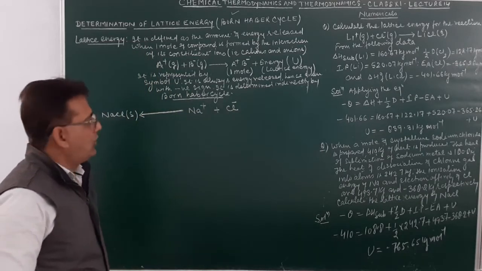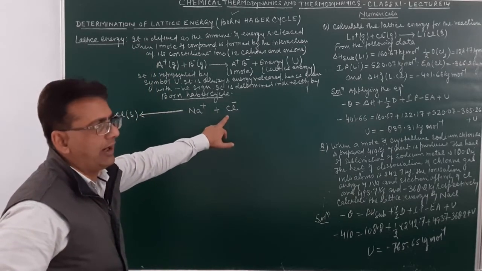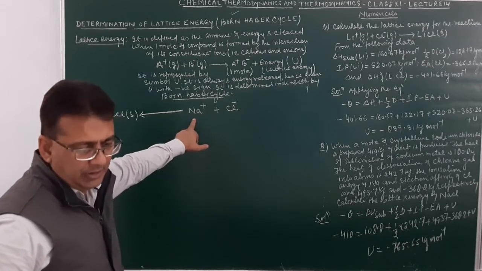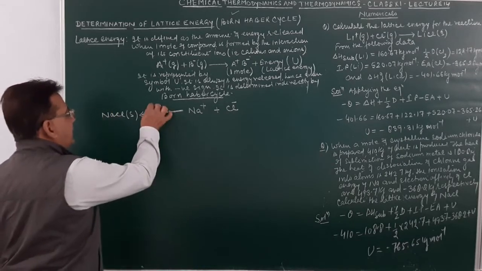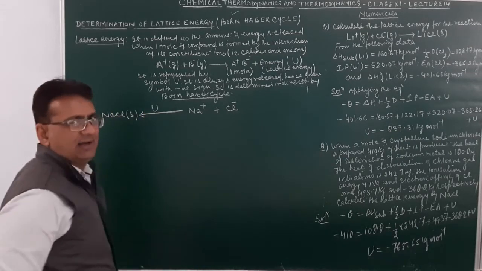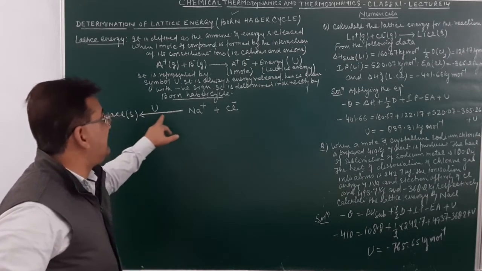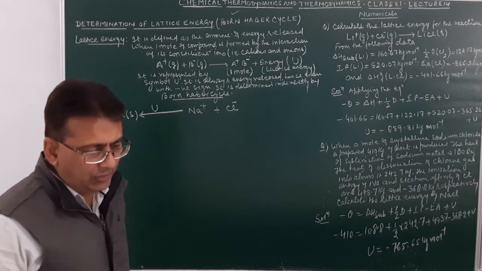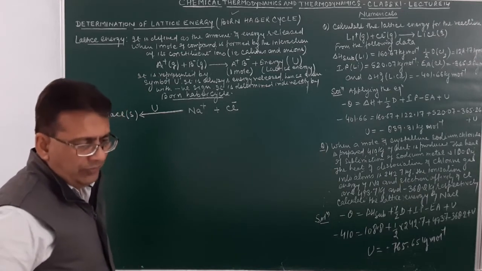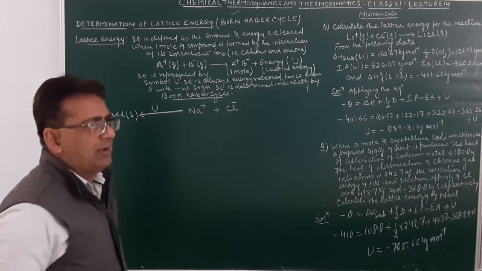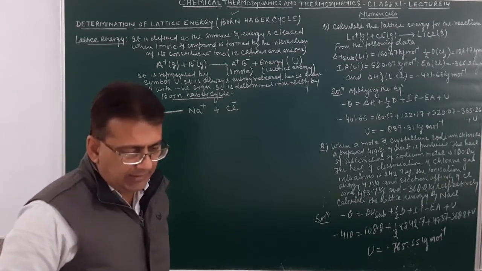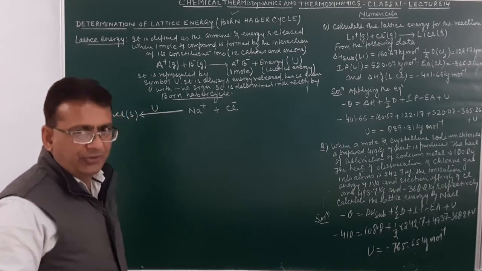Am I clear? When the sodium ion and the chloride ion interact with each other, energy will be released, and this energy will be called lattice energy. But directly it is not easy to find this out. So how do we find this out in this case? We will take sodium metal, sodium metal in the form of a solid.